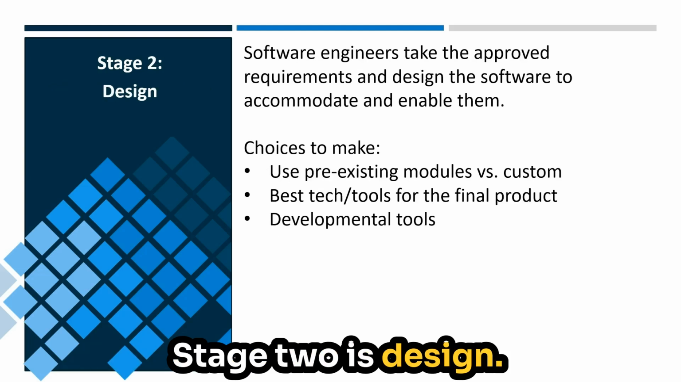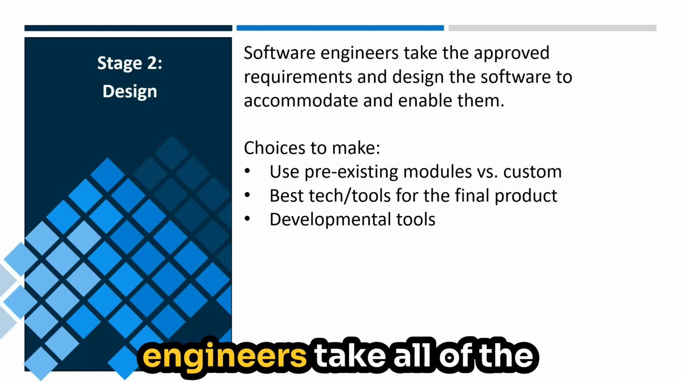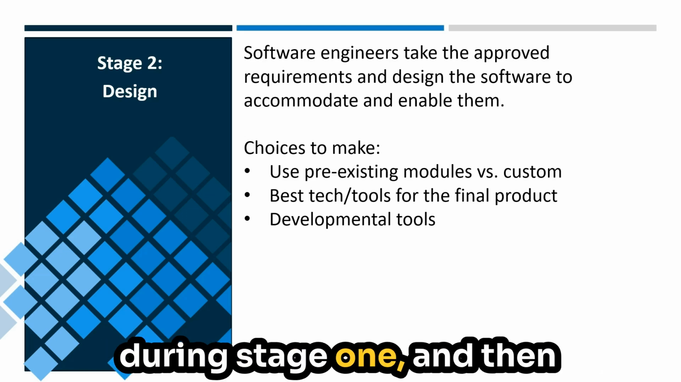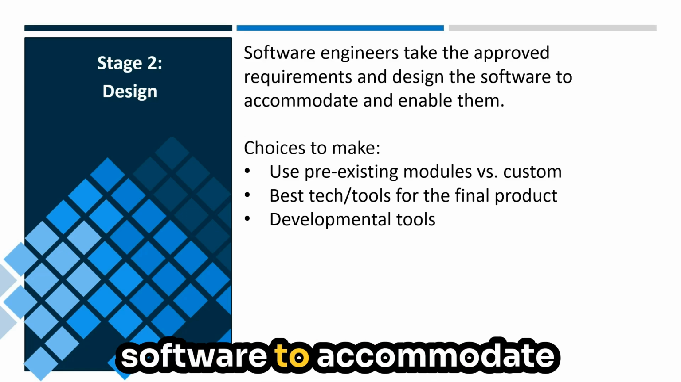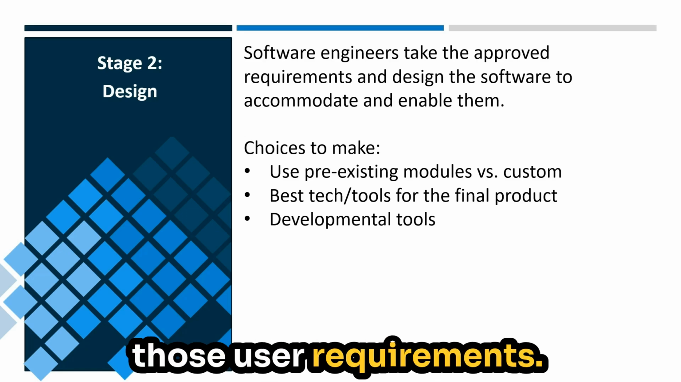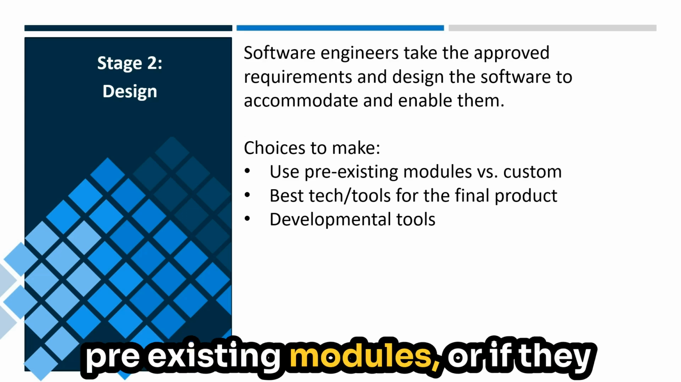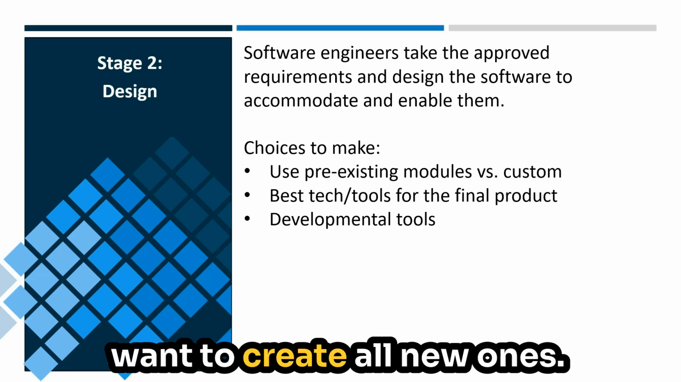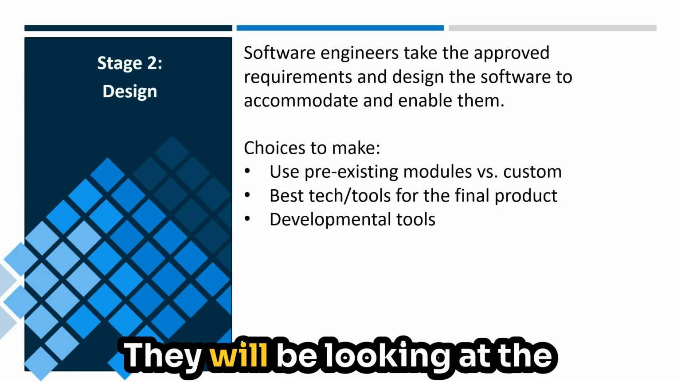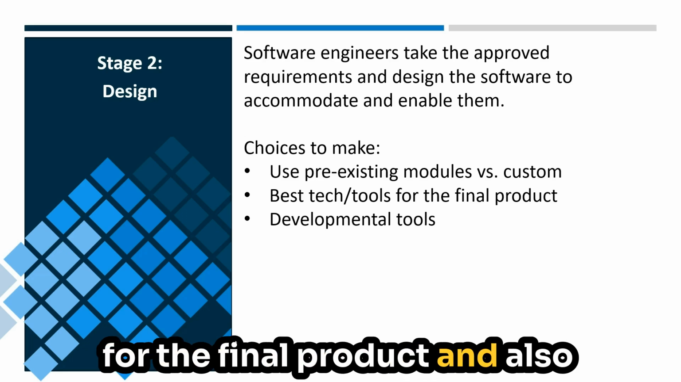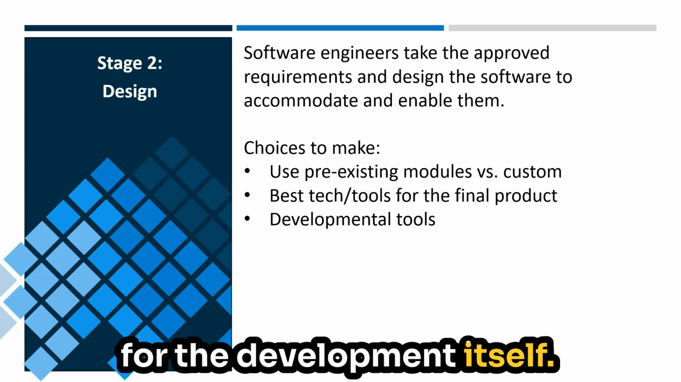Stage 2 is design. So this is where the software engineers take all of the requirements that you amassed during stage 1, and then they begin to design the software to accommodate those user requirements. They're going to have to decide whether or not they want to use pre-existing modules or if they want to create all new ones. They will be looking at the best tech and the best tools for the final product and also for the development itself.